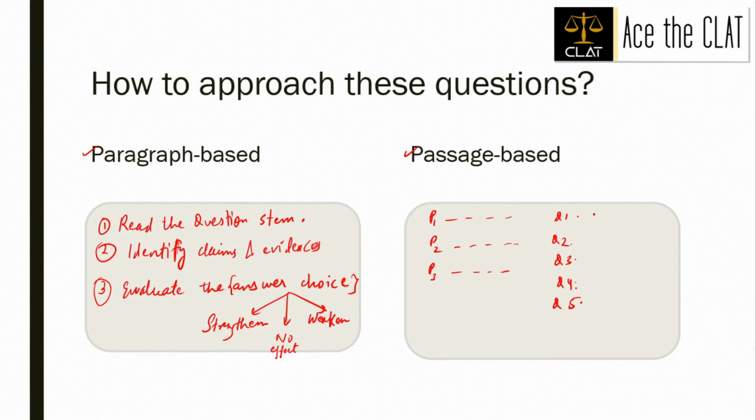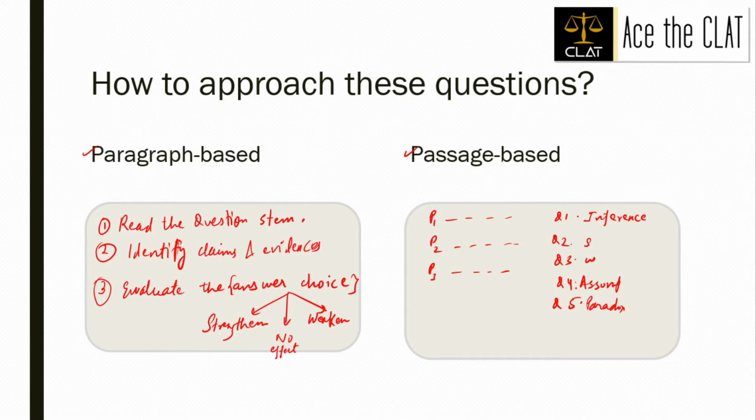So for example, the first question may be of an inference type question, the second may be of strengthen type question, third may be of weaken type question, fourth may be of assumption type question, and fifth may be of, let's say, paradox type question. So this is the problem, right?